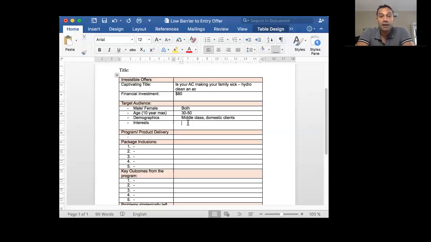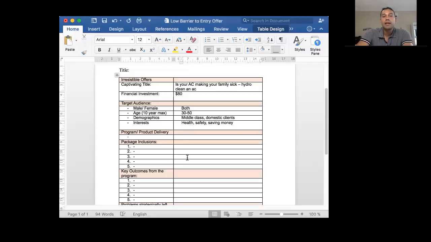Interests are health, safety, saving money, all of these sort of things that they're interested in with this offer. What interests does this offer particularly hit for them, right?